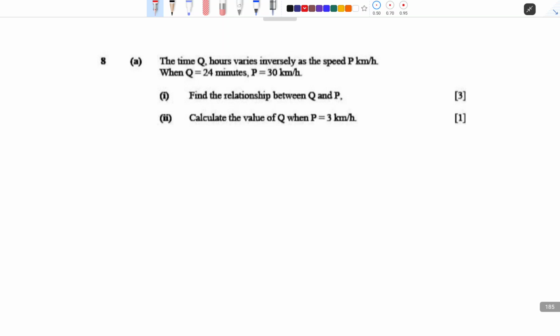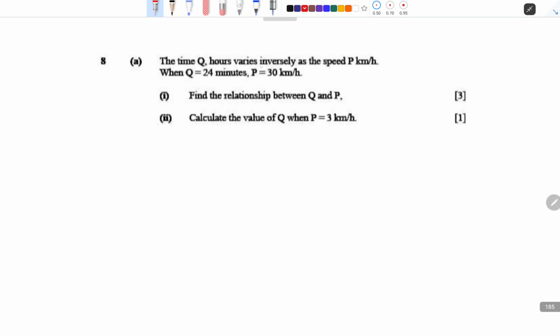In today's lesson, we're going to focus on variation. So I have extracted a question from the ZIMSEC Syllabus B Specimen Paper, Question 8, Paper 2. It reads, the time Q hours varies inversely as the speed P kilometers per hour. So remember, under Syllabus B, we have 4 types of variation: direct variation, inverse variation, joint variation, and the partial variation. So in this case, the type of variation under consideration is the inverse variation.